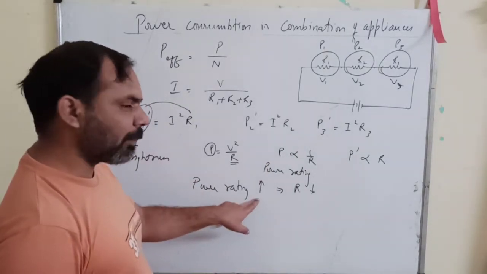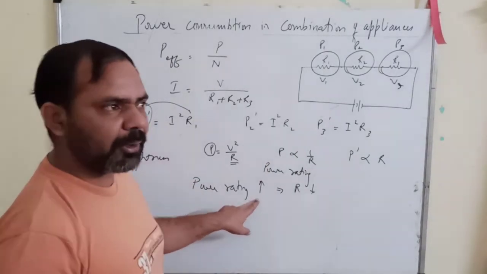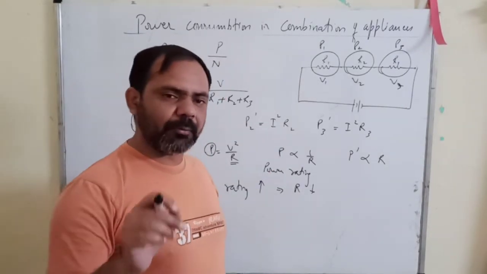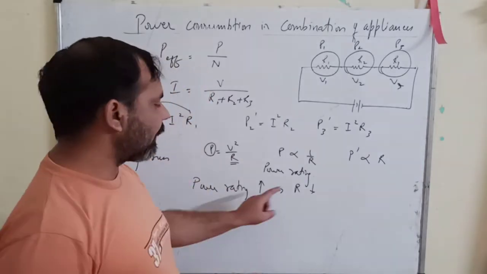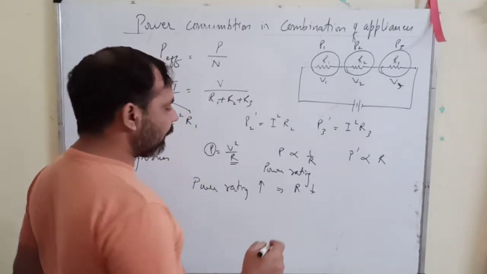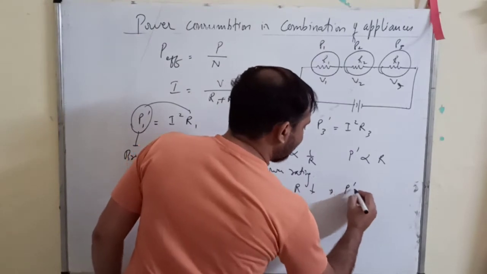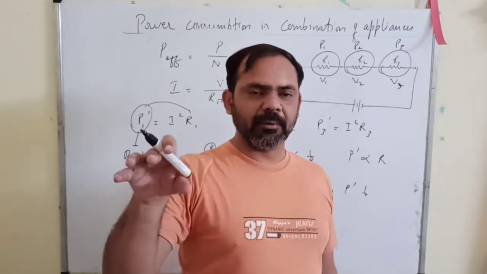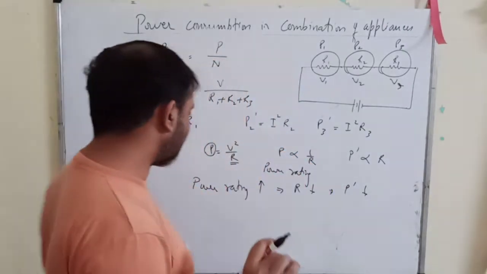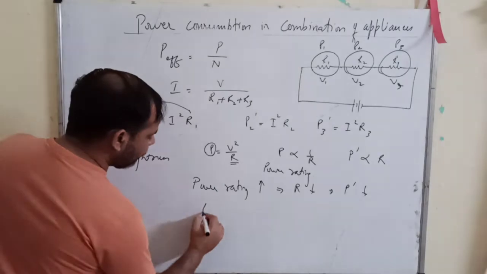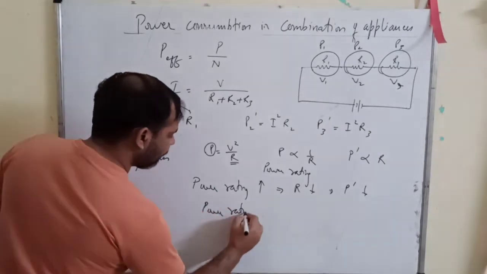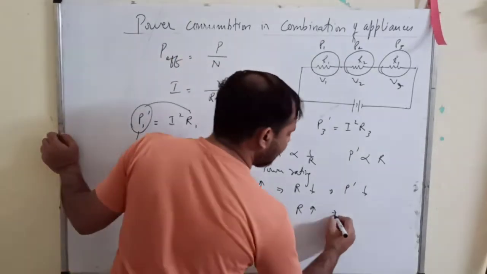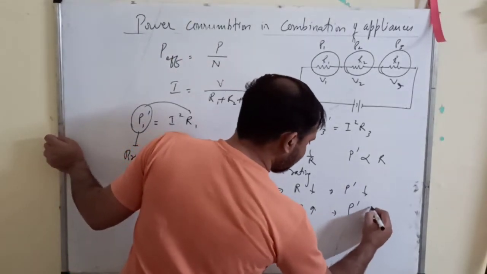So higher power rating means, if you are using a 200 watt bulb and a 100 watt bulb, then the power rating of the 200 watt bulb is more, means that its resistance is low and it implies that its brightness will be low. The bulb with higher power rating will glow with low brightness. And a low power rating means that R is high, the resistance is high and the brightness is also high.